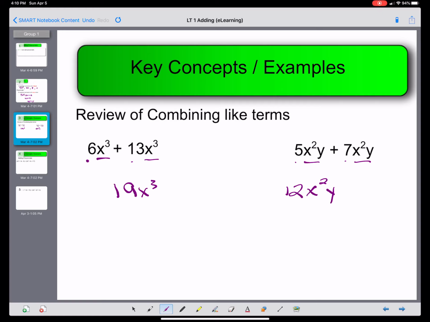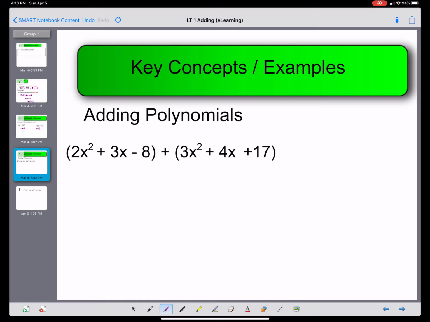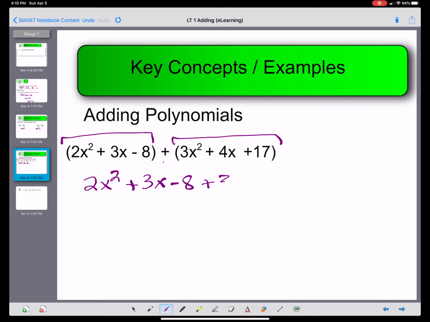So the only thing that we are doing different now is you have two polynomials. You have one that has 3 terms and you have one that has 3 terms. So these are both trinomials and you're adding them together. What I like to do is take away the parentheses. So write it down without the parentheses and combine like terms. So let's look at strategies as far as how to combine like terms because this is a lot. These are a lot of terms.